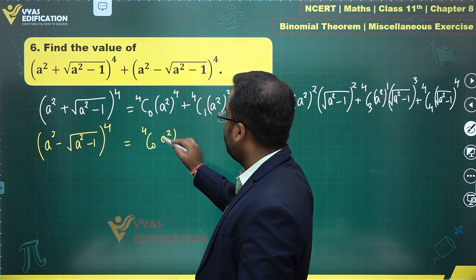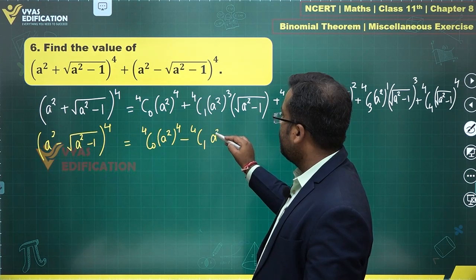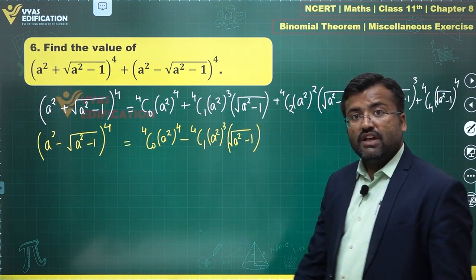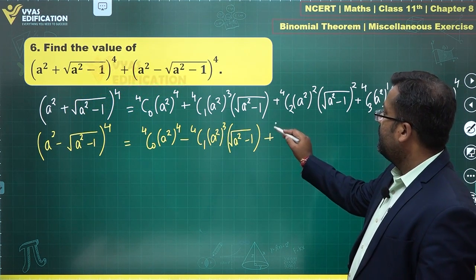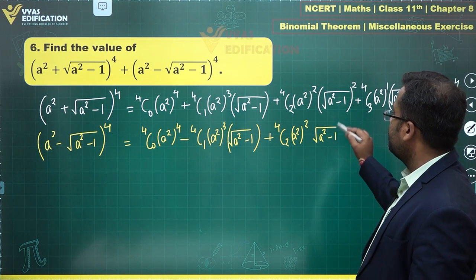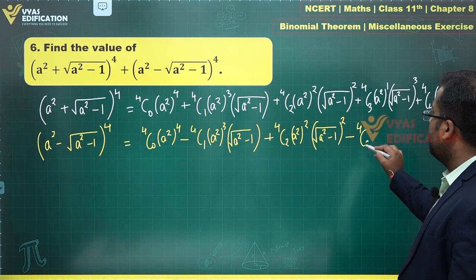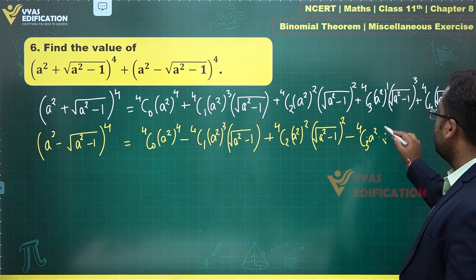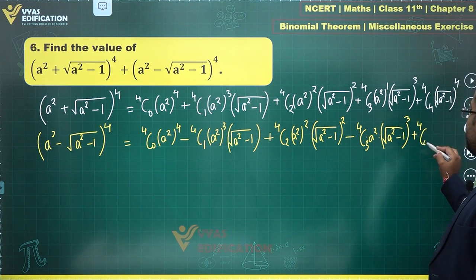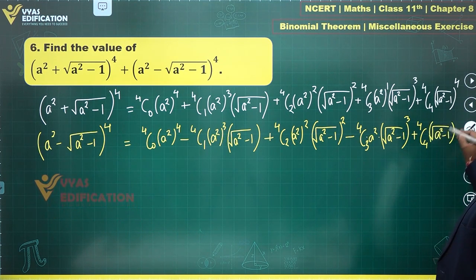4c0 a square power 4, as you may have clearly observed, minus 4c1 a square power 3 under root of a square minus 1 is what I'll get over here. The next term will be plus 4c2 a square power 2 under root of a square minus 1 power 2. The next term will be minus 4c3 a square times under root of a square minus 1 power 3, and the last term will be plus 4c4 times under root of a square minus 1 power 4.